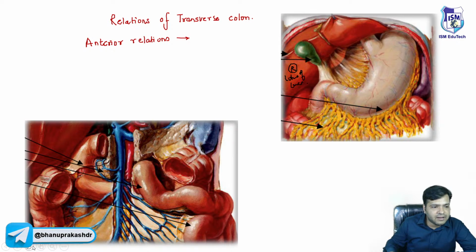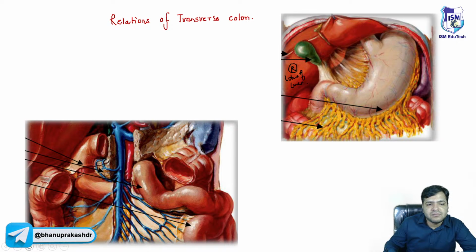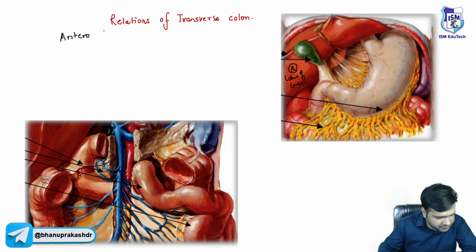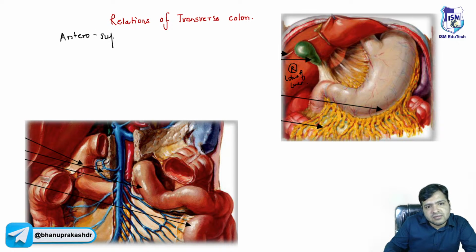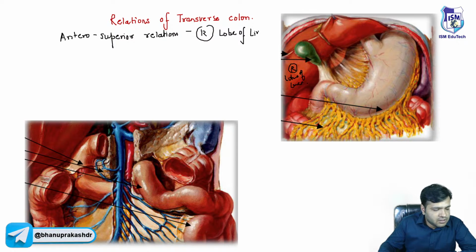If I just have to combine, I can simply write it as antero superior relations. I'll use a black pen because it will look better in the pictures. It will be more convenient to say antero superior relations. So yes, it will be the right lobe of the liver, everyone is right, plus you can see the gallbladder, beta.